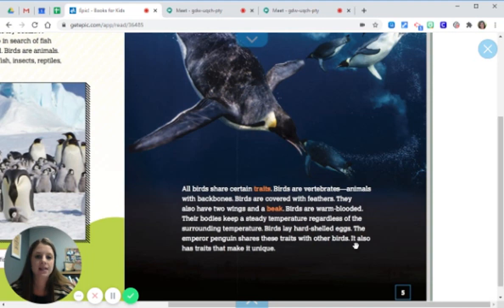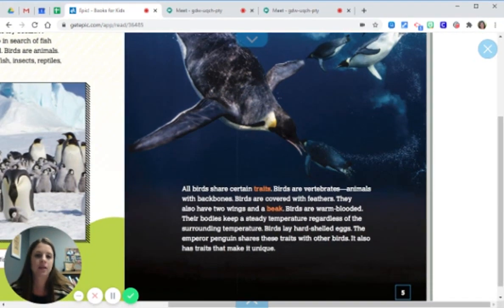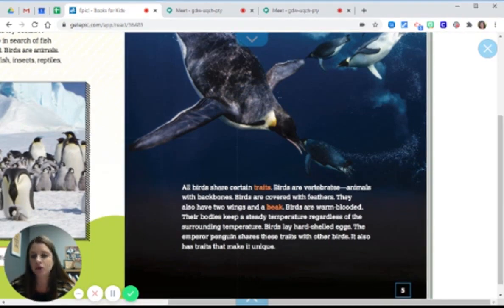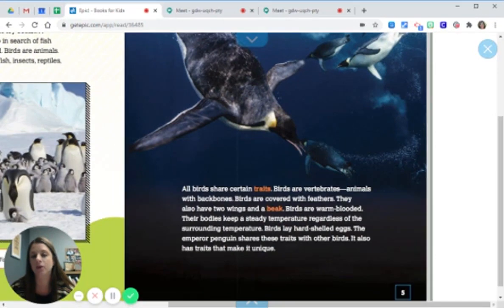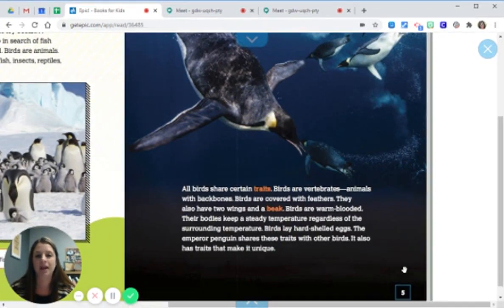The last sentence, it also has traits that make it unique, is telling us, the reader, that although the emperor penguin has the same traits or characteristics as other birds, they're also unique. So I think the author is setting us up for the next idea, possibly on the next page, to tell us what makes them different. But right now, they're showing us all the things that make them the same.